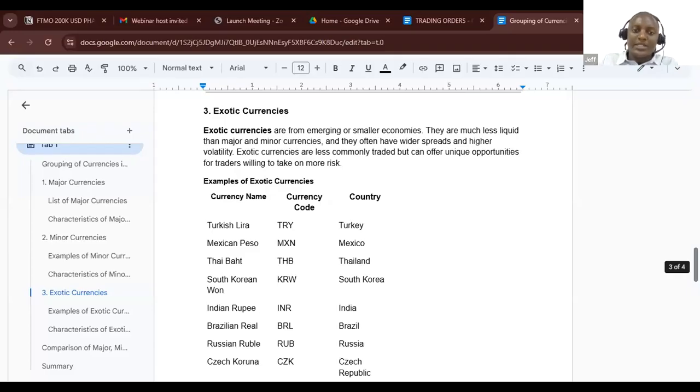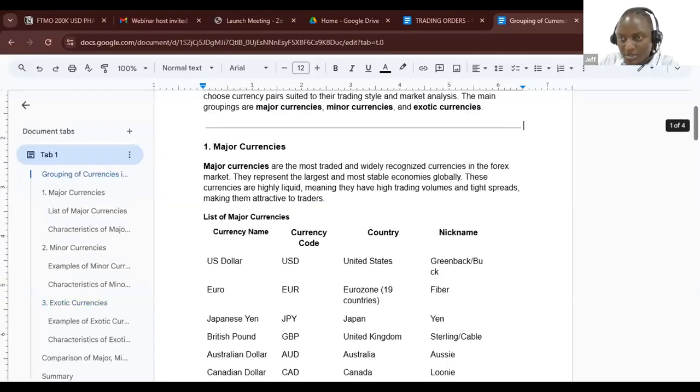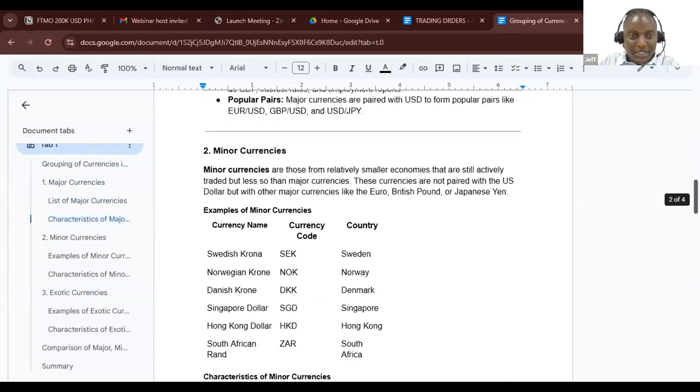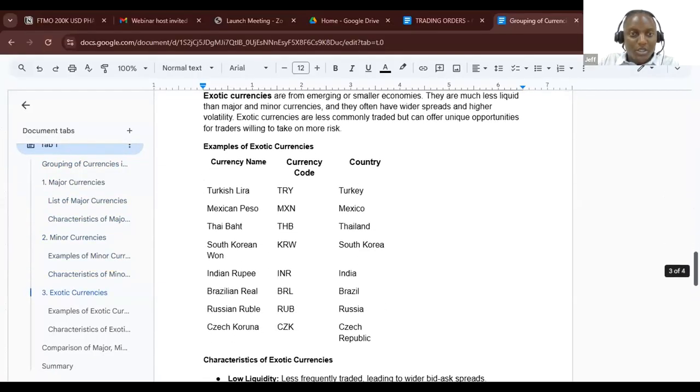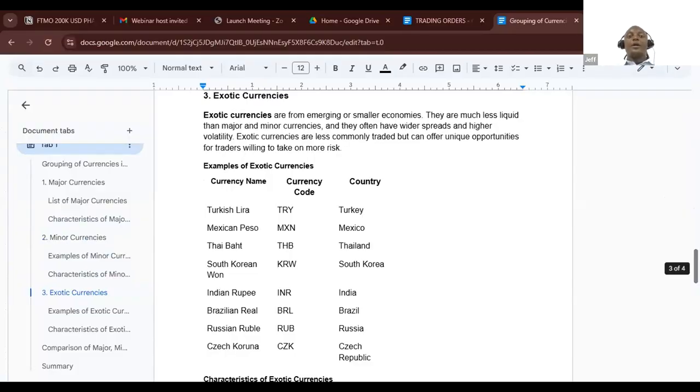Now, examples of exotic currencies. You have the Turkish lira. The currency code is TRY, and the country is Turkey. Then you have the Mexican peso. The currency code is MXN, and the country is Mexico. Then you have the Thai baht. The currency code is THB, and the country is Thailand. Then you have the South Korean won. The currency code is KRW, and the country is South Korea.